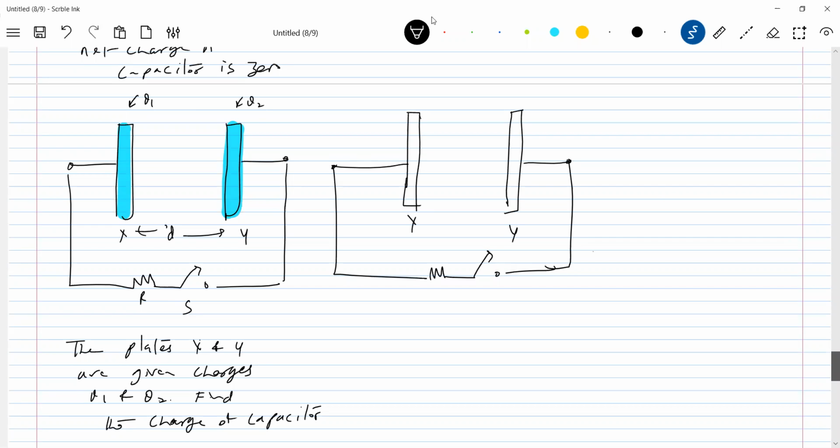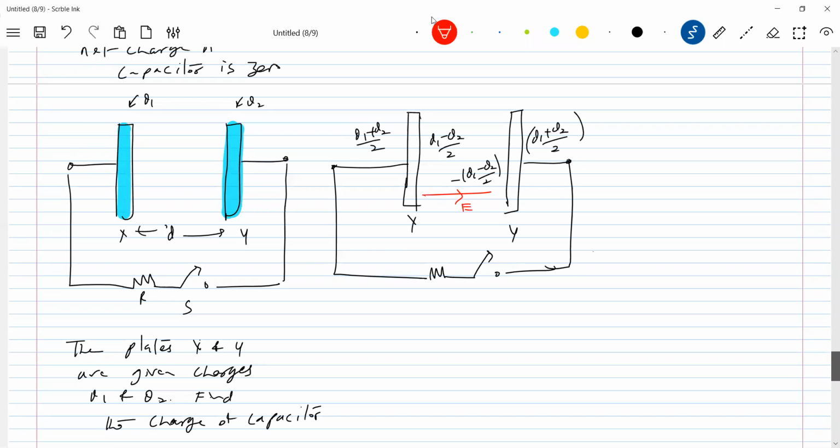This charge should be Q1 plus Q2 by 2. This is Q1 minus Q2 by 2. And this will be the charge here. So what is the charge of the capacitor? Which plate is at higher or lower potential? Who will tell the electric field between the plates? We know it will be directed like this.